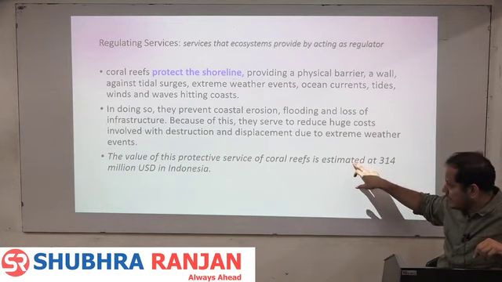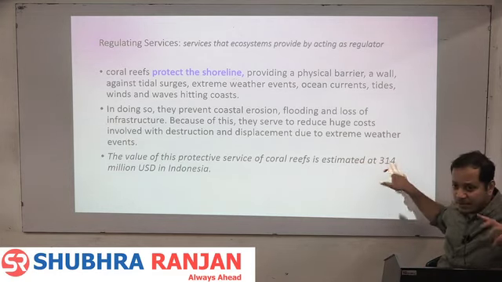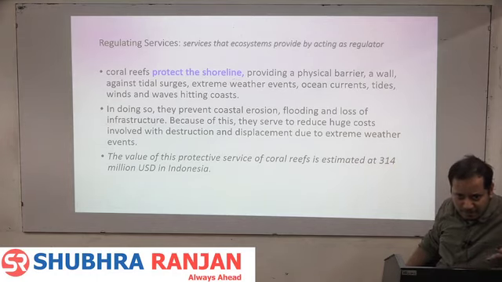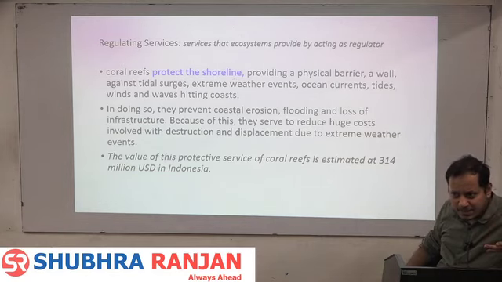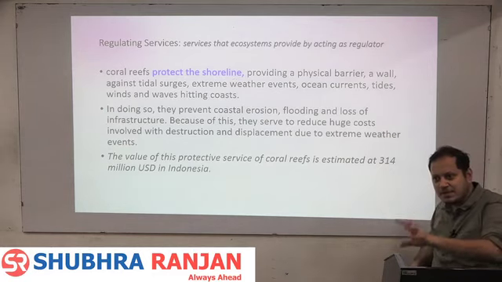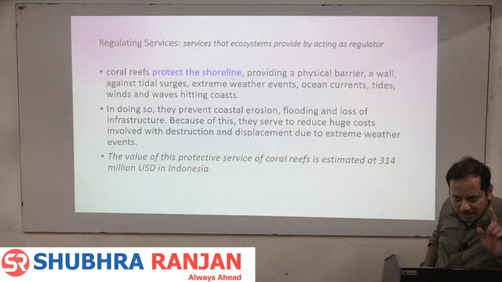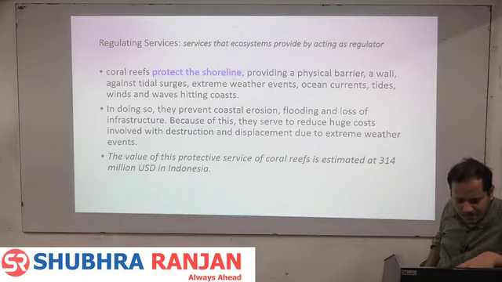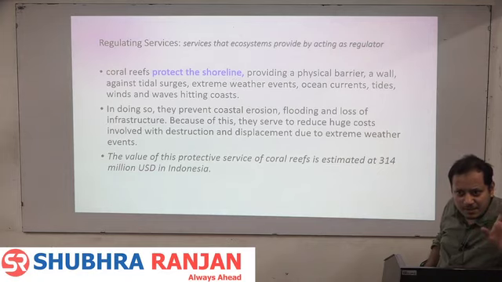The value of the protective services of the coral reefs is estimated at $314 million in Indonesia itself. Why the Indonesia example? You can use this example in the tsunami. Be a little more creative in answer writing. Though Indonesia is located on the plate boundary, the value of the protective services of the corals is estimated at $314 million, thus saving Indonesia from the tsunami. In Malaysia there are more deaths whenever there is a tsunami. In Indonesia there are fewer because Indonesia has somewhat tried to manage its corals. In Tamil Nadu there are more deaths, but the tribes of Andaman and Nicobar die less. Why? Protective nature of the corals.